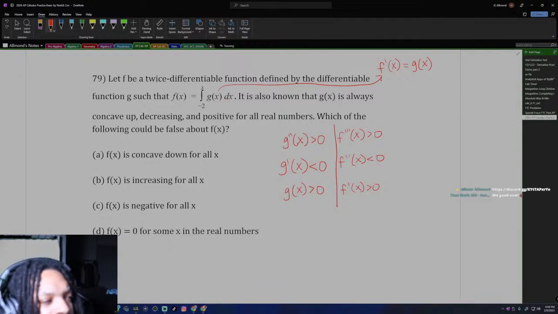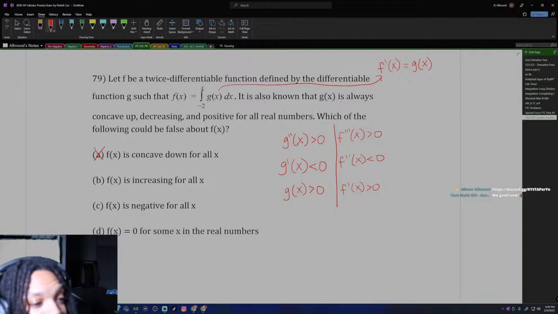Okay, let's see. Which one could be false? So I'm going to scratch out all the ones that are definitely true. A says f of x is concave down. Concave down means that f double prime is negative, which is true. So this one could not be false. That is guaranteed to be true.